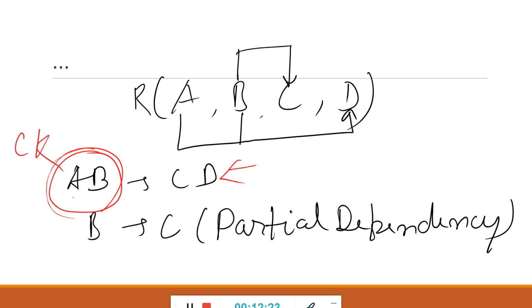So we can say that AB is a candidate key. From AB, we are able to find C and D. And you can see that from B, we can find C. This phenomenon is known as partial dependency. The second normal form says that this partial dependency should not be in the table.